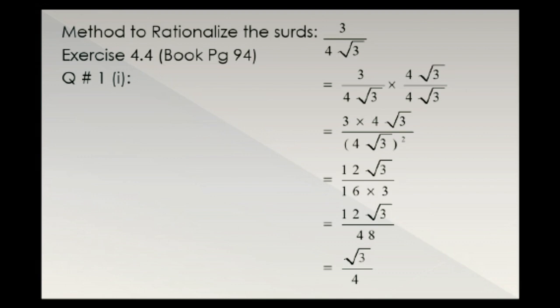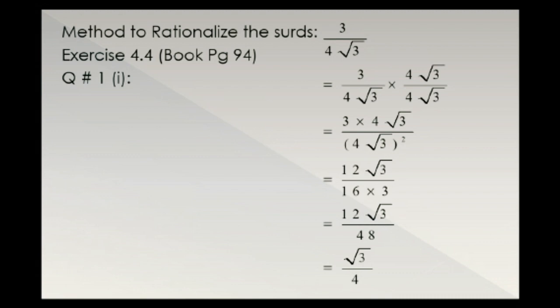Now the question is, rationalize the surds. So the method to rationalize the surd: exercise 4.4, book page 94, question number 1, part 1 will be discussed. Now you can see 3 over 4 under root 3. There is a fractional term, and in the denominator there is an irrational factor, under root 3. We need to omit this. We need to convert this irrational factor into rational. This is called rationalizing the surd.